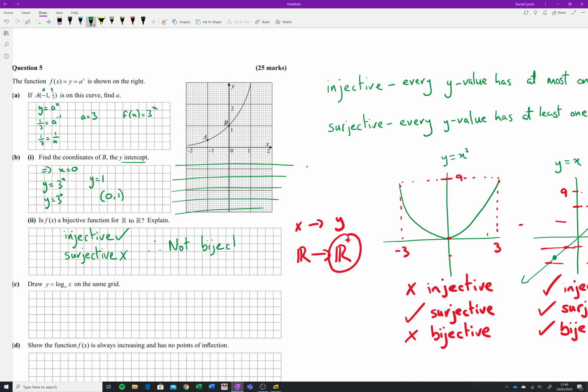Bijective. It does ask for a reason. Well, we've given the reason that it is injective and not surjective, but I might say for this one that it fails the horizontal line test.